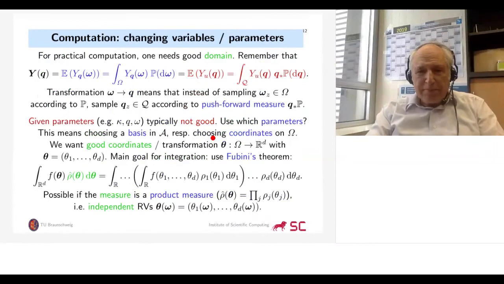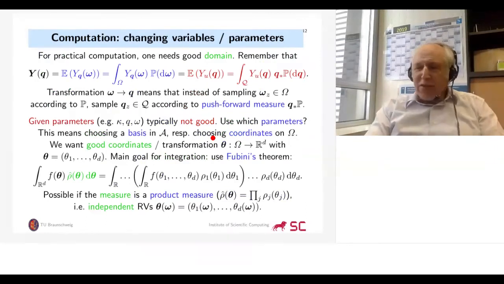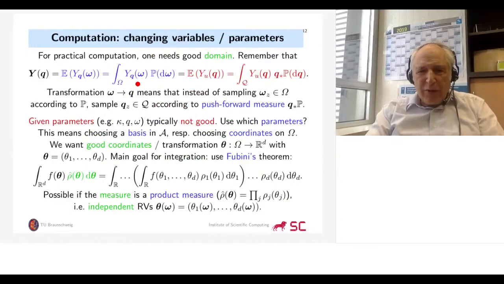So one thing which is important when you compute these integrals is to change the variables over which you're integrating. Remember the way I started here, I was integrating over omega. But I can also take this function, which I regard as a function of q, and take this integral over the q domain. Of course, I now have to integrate over the push-forward measure. This is the measure carried from omega to the q's by q. And I integrate over the q's. This transformation means that instead of sampling omegas in omega, I now sample q's in capital Q, and I use the push-forward measure.